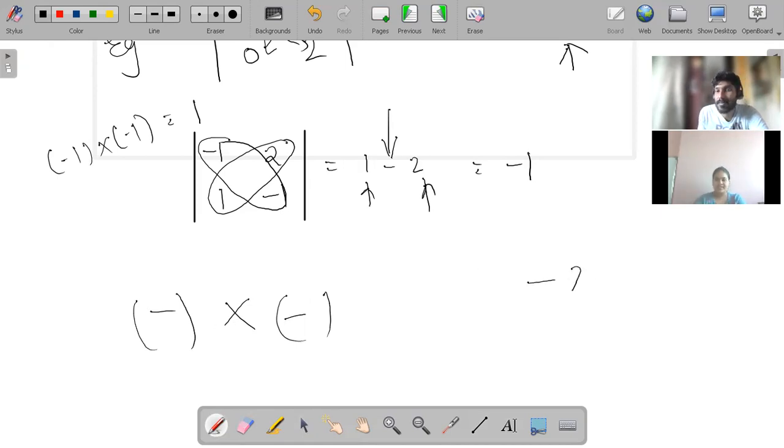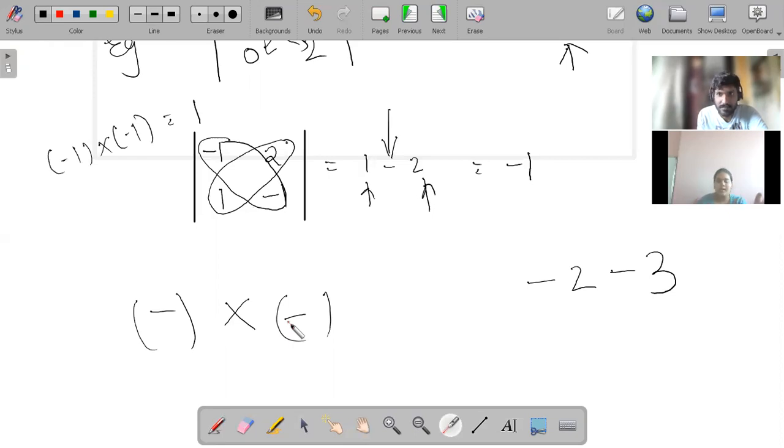If it is like this, minus 2, minus 3, here you're not multiplying. So here we'll take the bigger number's sign. But here it is getting multiplied, so it will become plus. Clear? Are you understanding? Yes or no? Okay, there is still some confusion.